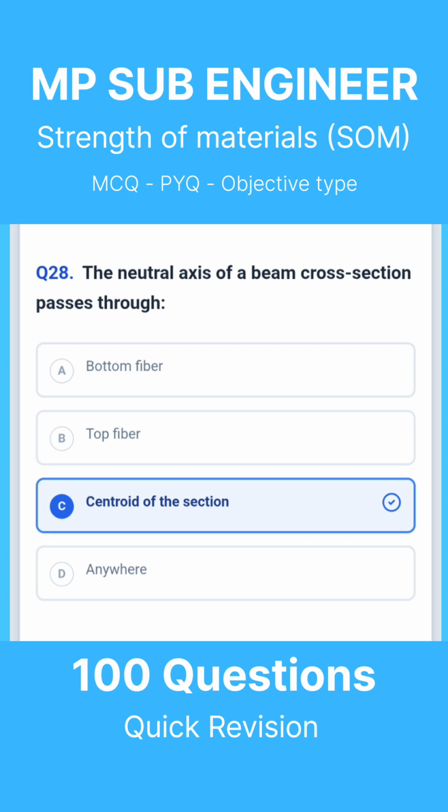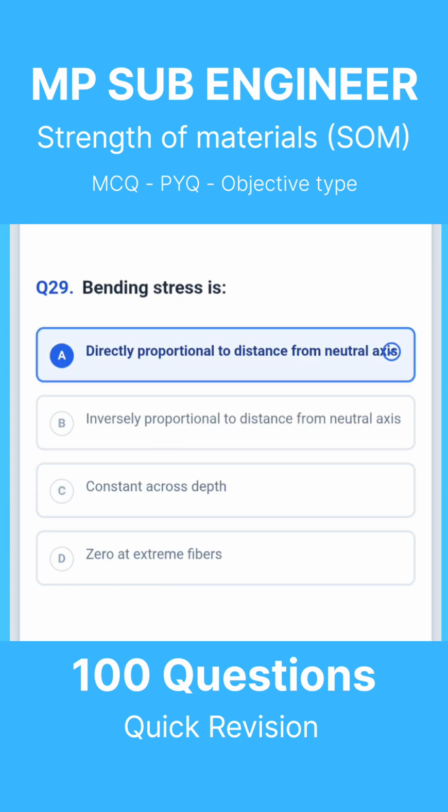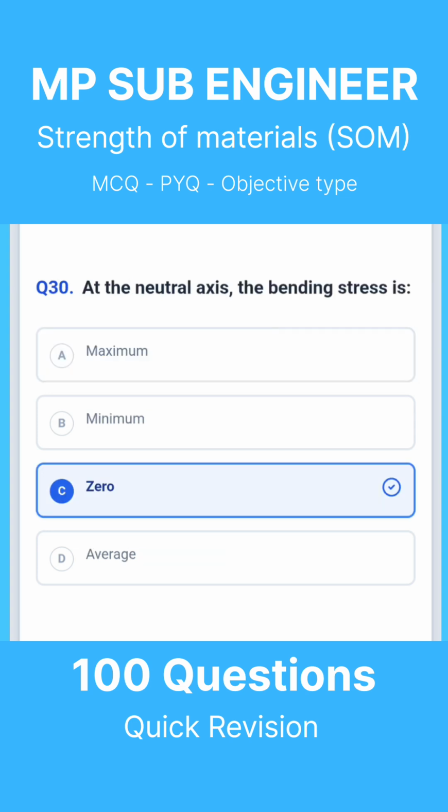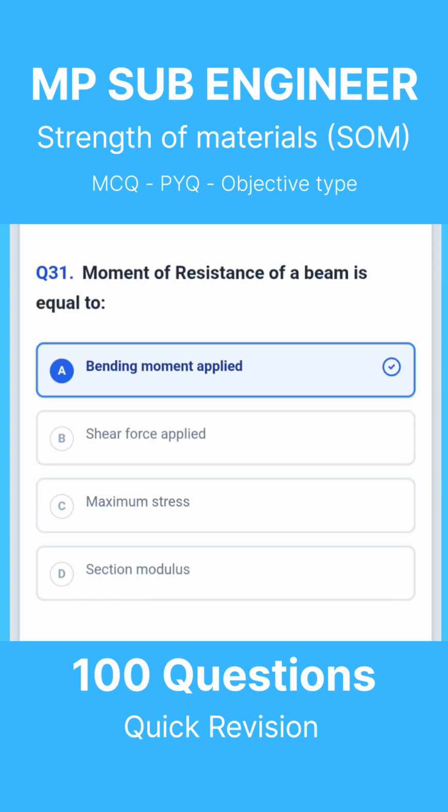Question 28. The neutral axis of a beam cross-section passes through. The correct answer is centroid of the section. Question 29. Bending stress is. The correct answer is directly proportional to distance from neutral axis. Question 30. At the neutral axis, the bending stress is. The correct answer is 0. Question 31. Moment of resistance of a beam is equal to. The correct answer is bending moment applied.